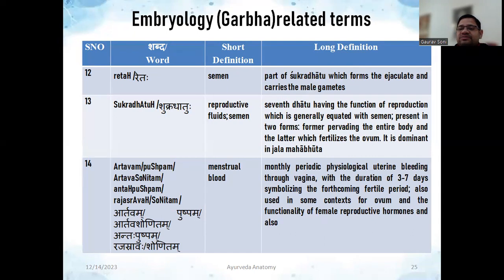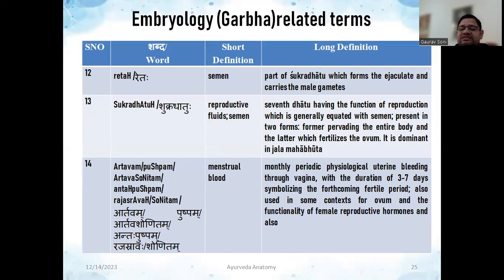Reta, that is semen, the whole of the semen is called so. Then there is a word called Shukra Dhatu, all the reproductive fluids. The seventh dhatu is called Shukra Dhatu, having the function of reproduction, which is generally equated with semen, present in two forms, the former pervading the entire body and the latter which fertilizes the ovum. And it is dominated by Jala Mahabhuta. Then there is a word called Artava, Pushpam, Artava Shonita, Antah Pushpa, Rajasrava, Shonitam.